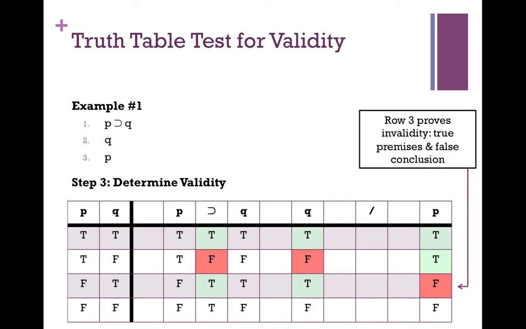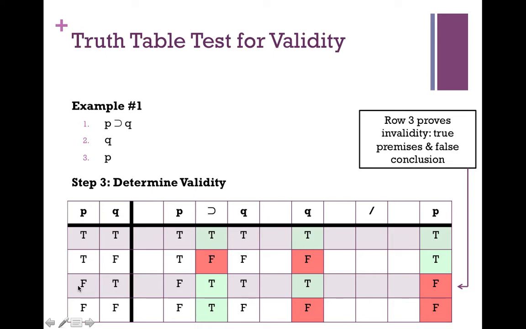Now we don't need to look because we've already proven this argument is invalid. Row 3 proves it. But just to cross all our T's and dot all our I's, we'll look down to row 4, and that one doesn't help us out. The one that shows us this argument is invalid is row 3. So that's how we do it.